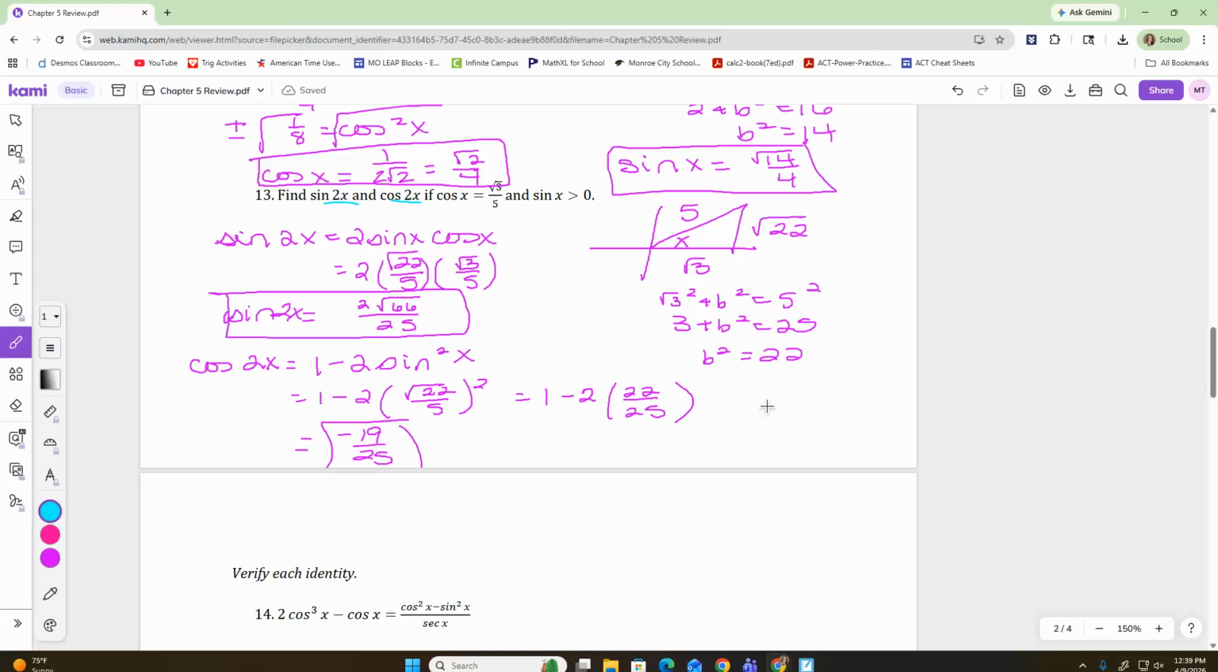Are we okay with these? So really, if you get stuck, just write down your formula, plug in what you have, and see if we can use a triangle to find the rest.